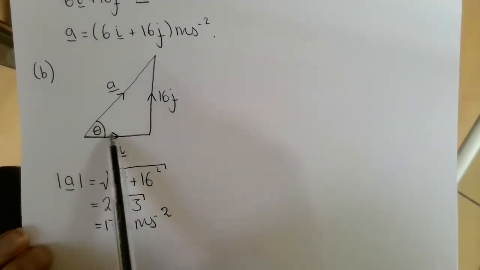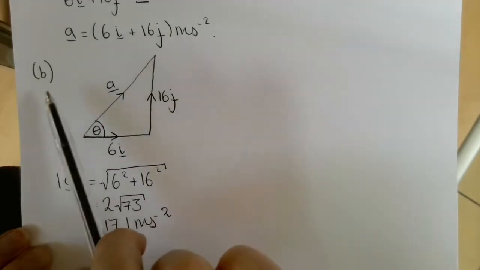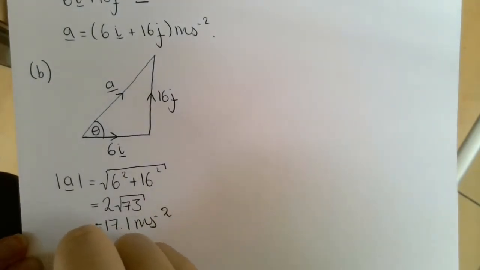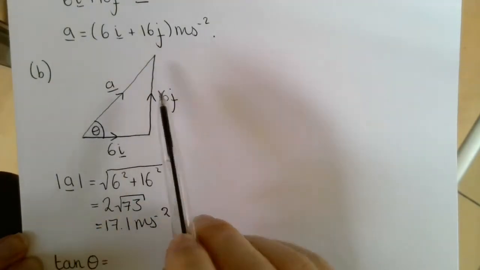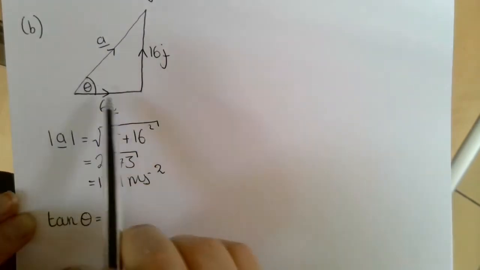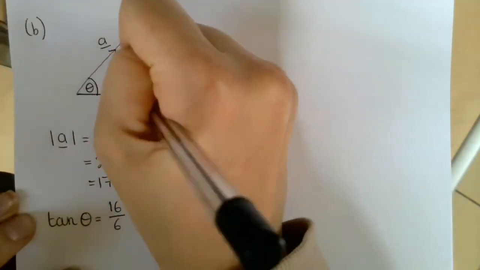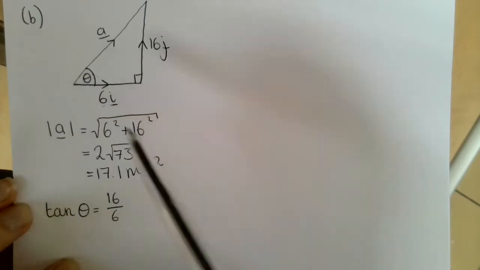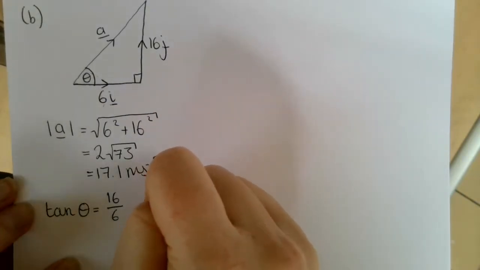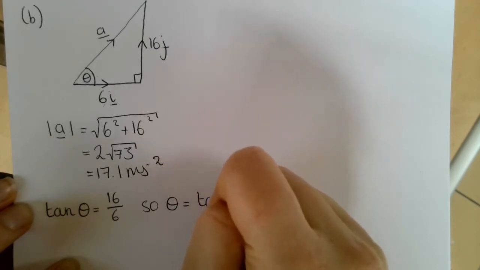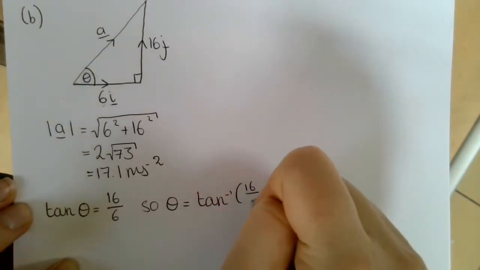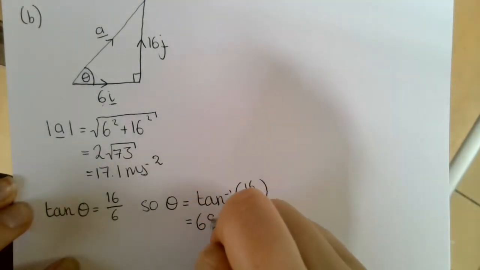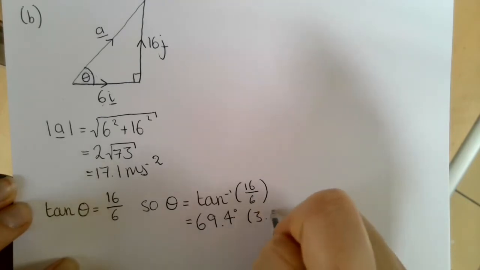We're then going to find the angle here so that we can find the bearing of the acceleration. So we're going to use tan theta equals the opposite, which is 16, over the adjacent, which is 6, because this is a right angle triangle here. So using our trig ratios, tan theta is the opposite over adjacent. So theta is equal to tan inverse of 16 over 6, which is equal to 69.4 degrees to 3 significant figures.